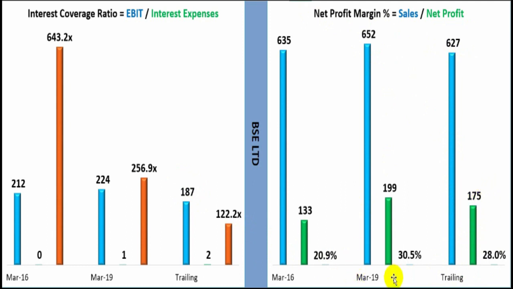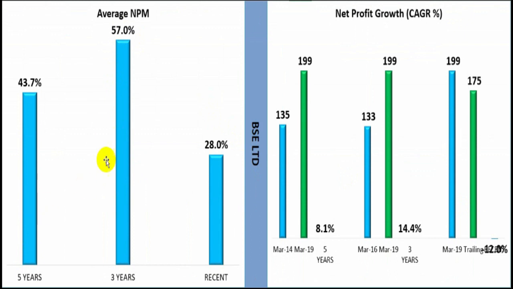In March 19 also we see a very high NPM of 30.5. On a total sales of 652 crores, the company's net profit stood at 199 crores. Although in the recent 12 months, the net profit has fallen from 199 to 175 crores. The average of the last 5 and 3 years in terms of net profit margin is very high at above 40%, whereas in the recent 12 months, that has substantially come down to 28, way below its 5 and 3 years average. The net profit growth rate compounded over 5 years was at the rate of 8.1%.